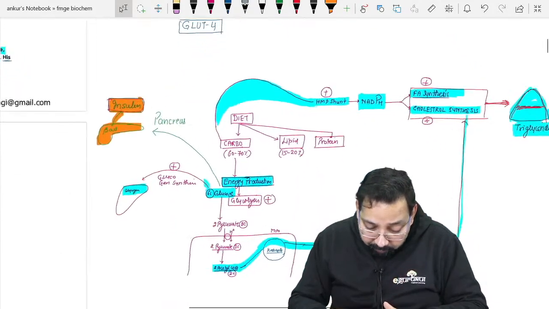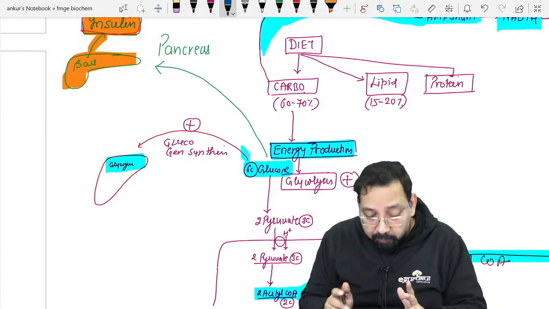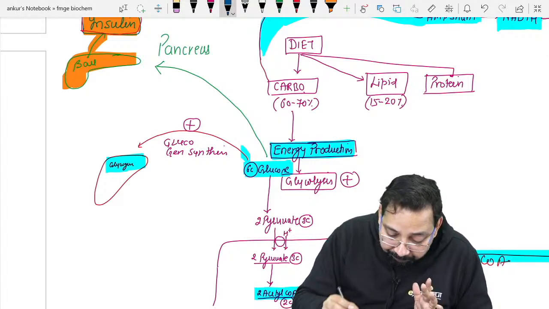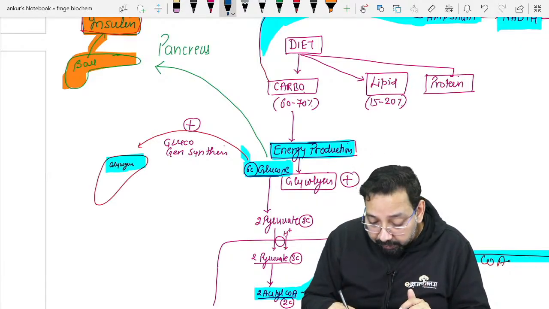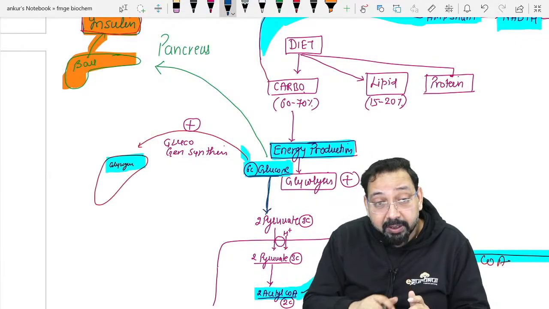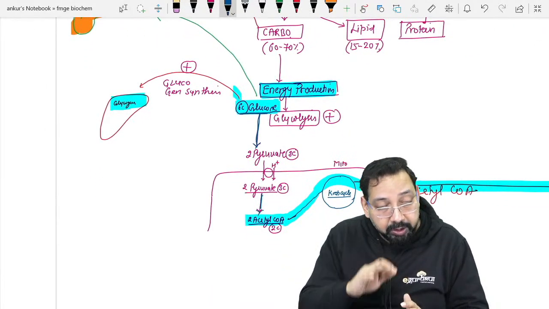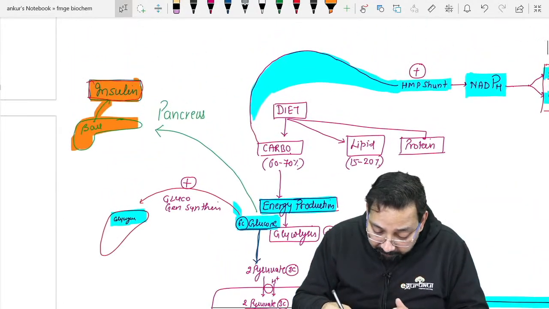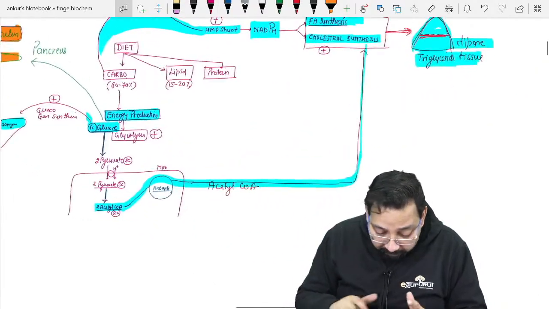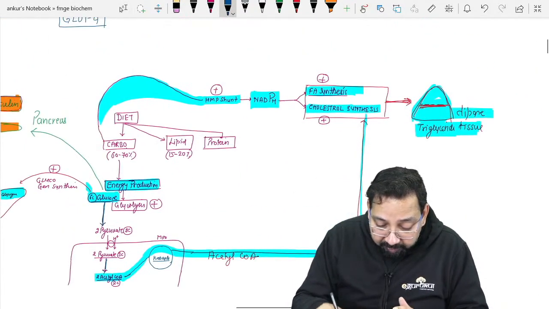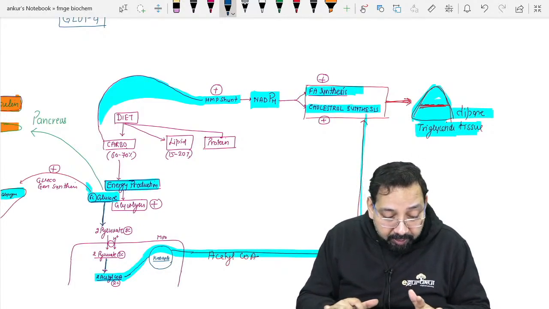Now, if we utilize glucose, definitely blood glucose will decrease. If I divert glucose towards glycogen, blood glucose will decrease. If I divert glucose to glycolysis, blood glucose will decrease. If I divert pyruvate to acetyl coenzyme A, blood glucose will decrease. If I divert glucose towards HMP shunt, blood glucose will decrease. If I divert extra glucose to fatty acid synthesis, cholesterol synthesis, blood glucose will decrease. So all these pathways are rate limiting.